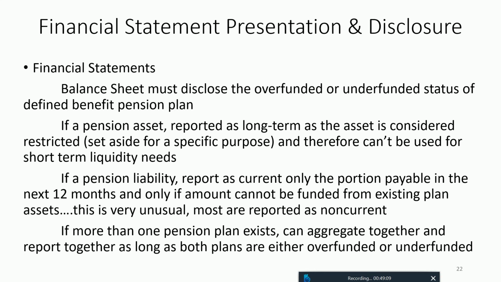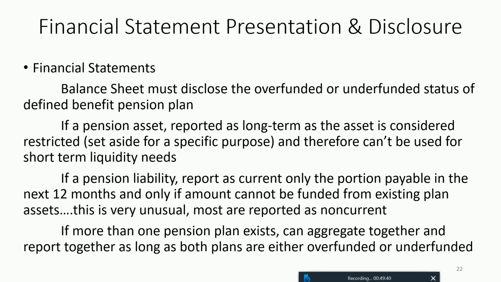If you end up in a net liability position, you are going to report a current portion only for the portion that's payable in the next 12 months, and only if that amount cannot be funded from existing plan assets. In most cases, this is very, very unusual, so you're probably not going to see any current pension liability on your financial statements.